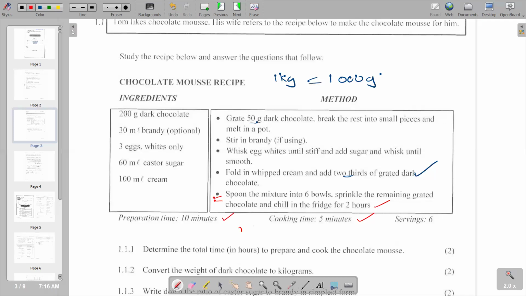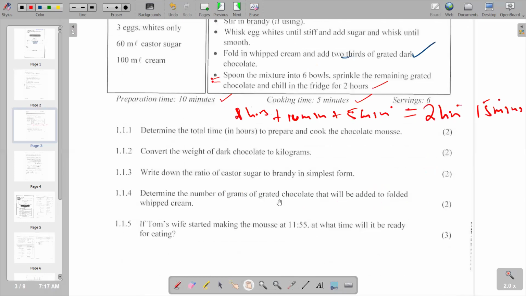2 hours, and then you add your 10 minutes, and then you add your 5 minutes, which is going to lead us to 2 hours, 15 minutes. So basically, this is what we have. So we are going to add 2 hours, 15 minutes to 11:55. Let's see what time we get.